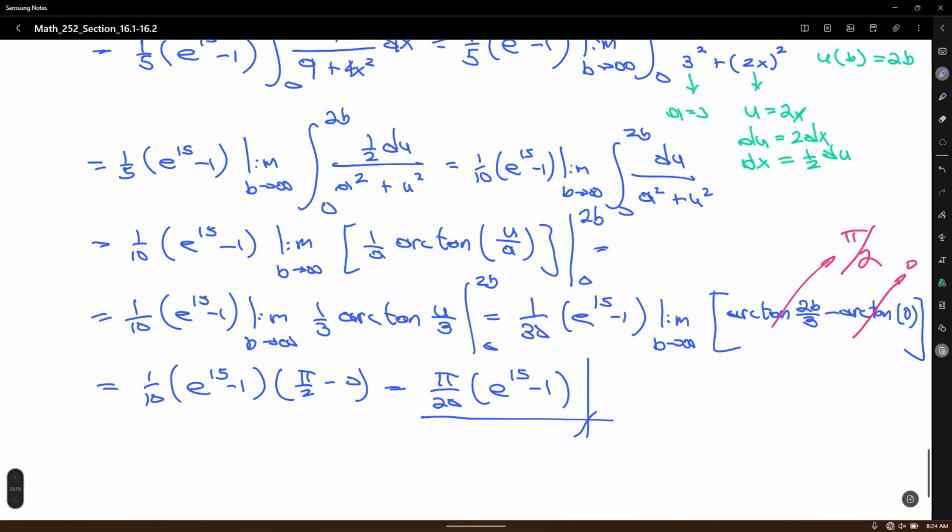Now, we need to discuss the convergence of this integral. Yes? 1/30? Yes, 1/30 times 2, that's 1 over 60, right? Yes.